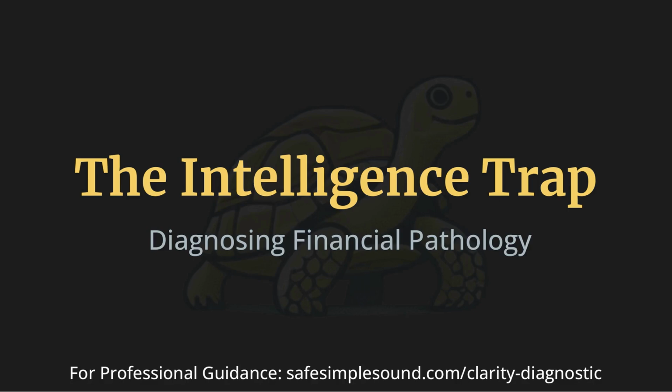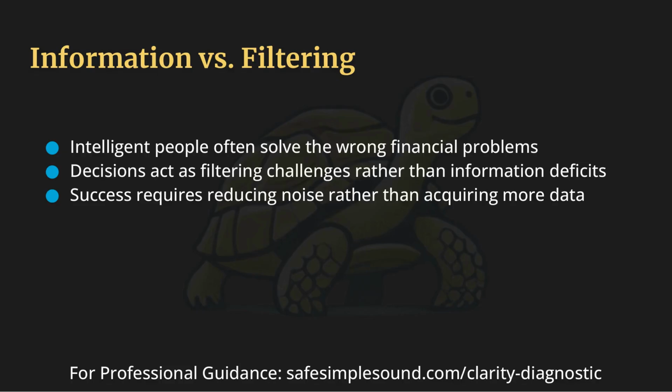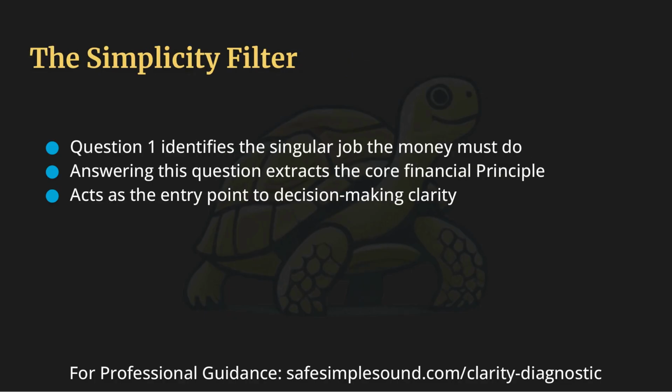In the last episode, we diagnosed a specific pathology, the intelligence trap. We saw how smart people, like Ethan, the software architect, spend months solving the wrong problem. They treat financial decisions as information problems. I need more data. Instead of filtering problems, I need less noise. We introduced question 1, the entry point to the simplicity filter.